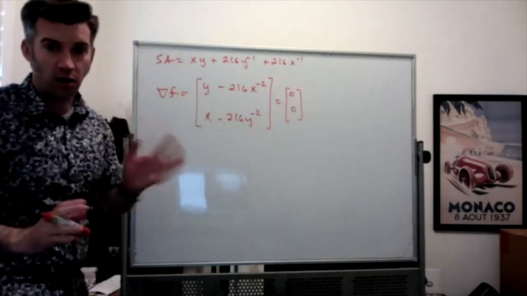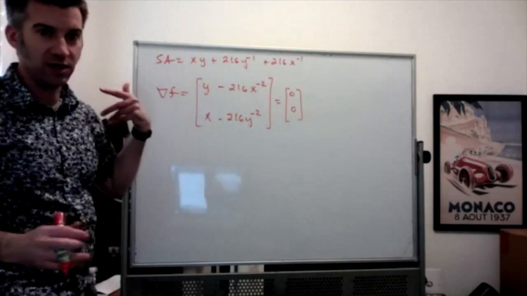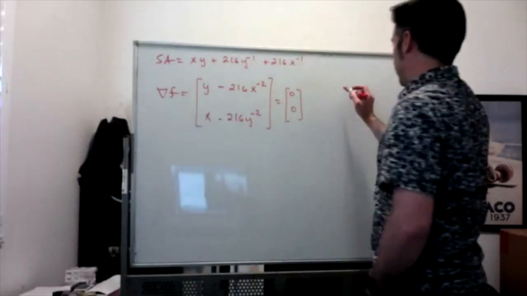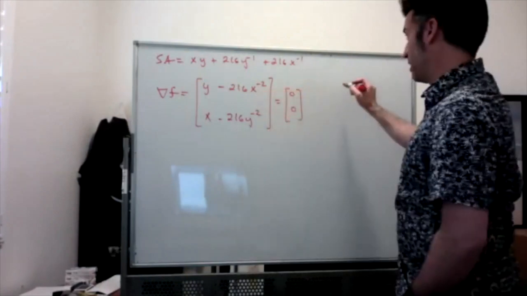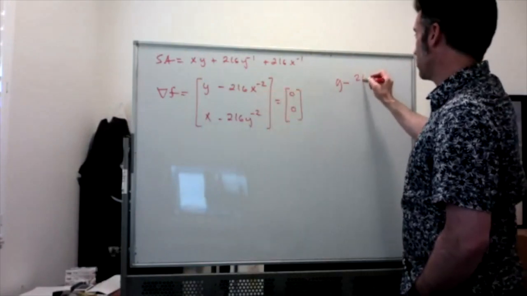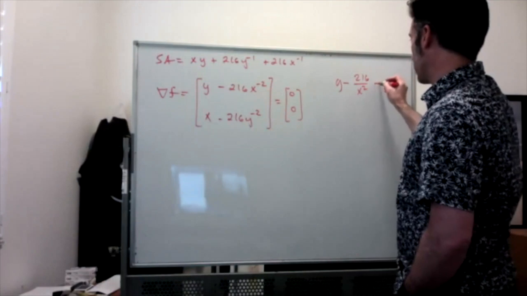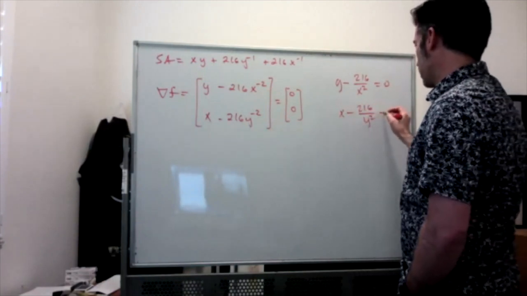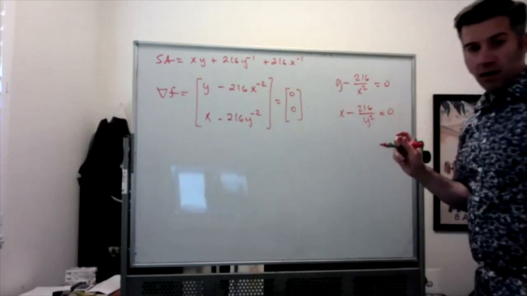Now here's the hard part. We're trying to solve this equation, but we don't get any nice numbers right from the beginning. So if I take each of these, I'm going to rewrite this a little bit. I'm going to write it as y minus 216 over x squared equals 0, and x minus 216 over y squared equals 0.